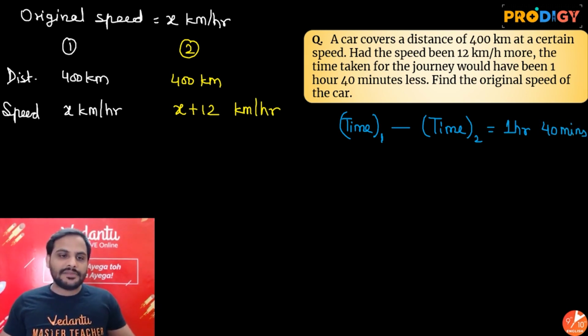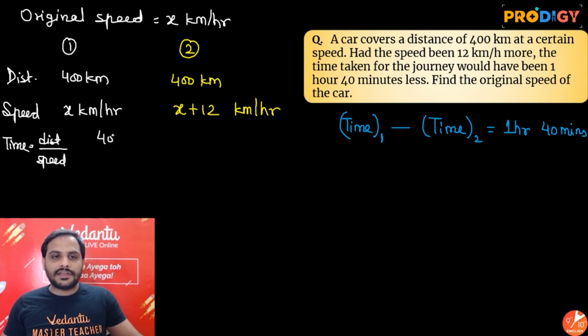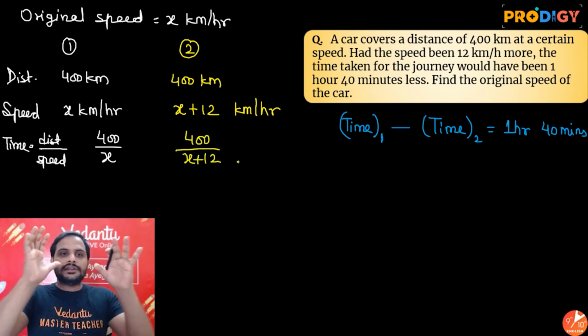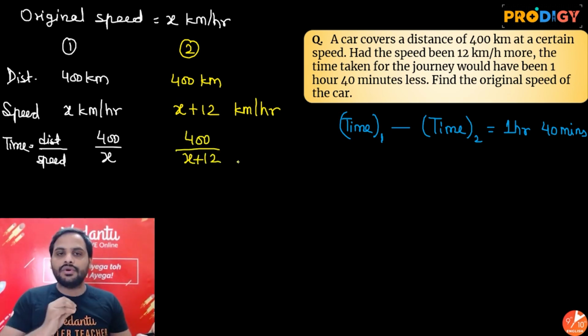What will be the time taken in case 1 and case 2? I know very well time is nothing but distance upon speed. Yes or no? So in case 1 it will be 400 by x, and in case 2 it will be 400 by x plus 12. Now see how neatly the representation is. No point of confusion. Time taken in case 1 minus time taken in case 2 is 1 hour 40 minutes.